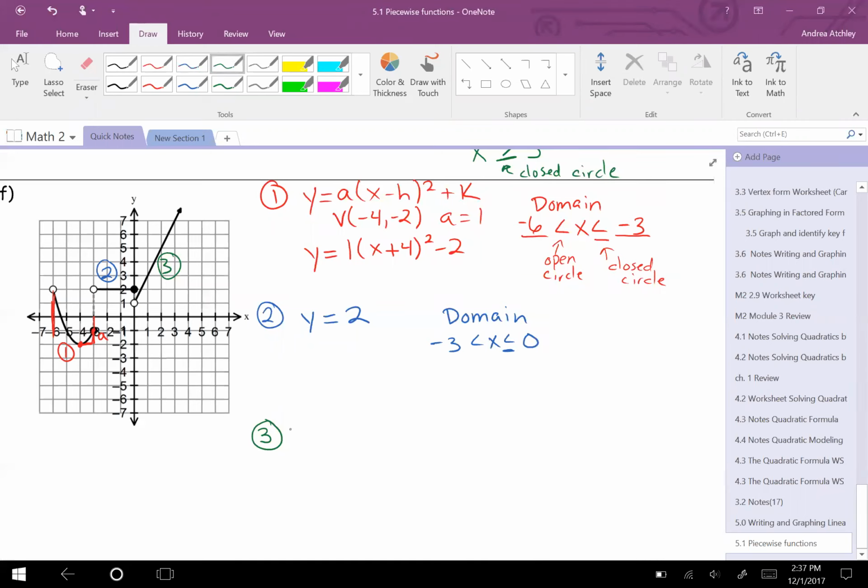The next one, my slope should be 2 because I'm going to go up 2 and over to the right 1. Up 2 and right 1. My y-intercept is at 1, so that's why it's y equals 2x plus 1. The domain. It doesn't have a start and a stop. It just has x. It starts at 0, and it goes on for numbers that are greater than 0 for my x value.